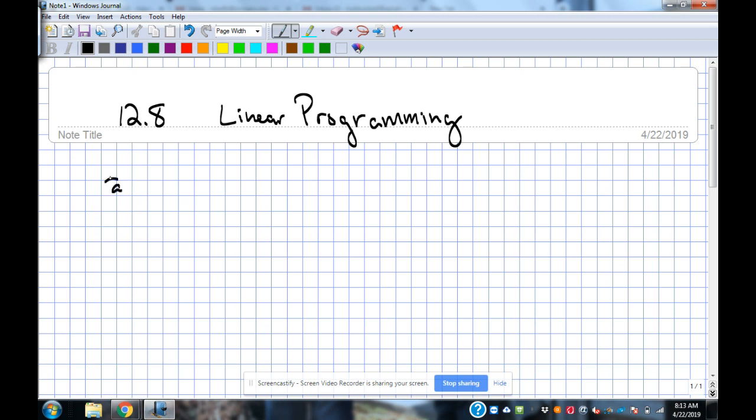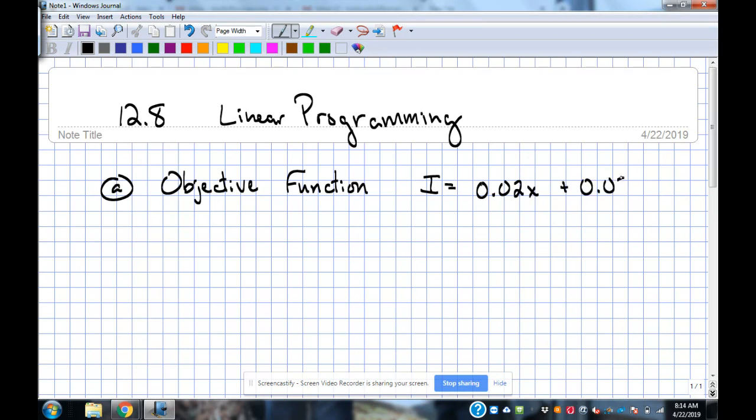And the situations we normally are going to encounter are going to apply to some sort of objective function. Maybe the objective function is I, that stands for something, I don't know, interest or something like that, depending on the word problem that it comes from. And they'll usually give you the objective function.